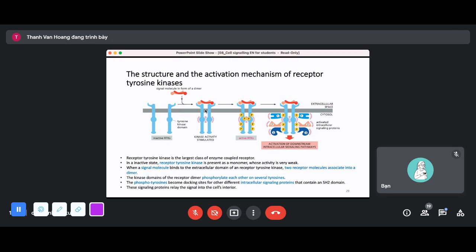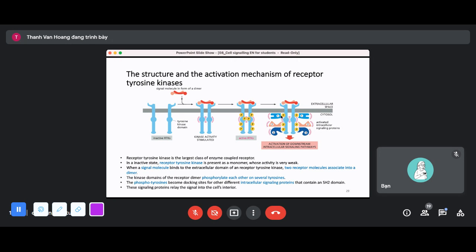And what you can see here, after the signal binds to the receptor like a key into the lock, the enzyme part of the receptor, the tyrosine kinase, comes so close together that they can phosphorylate and activate each other. Here you can see that they phosphorylate in different positions. They phosphorylate the tyrosine sites.